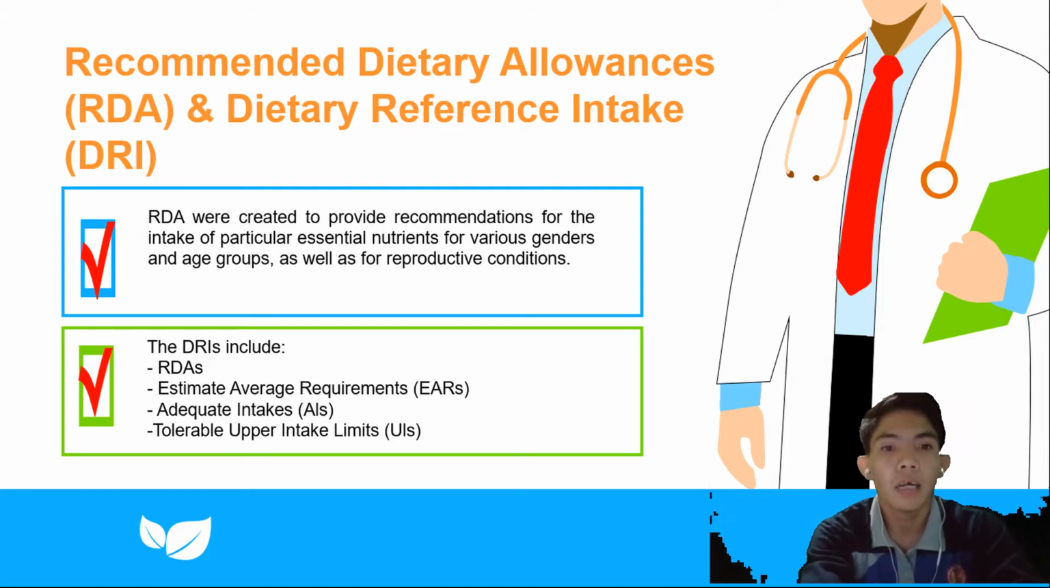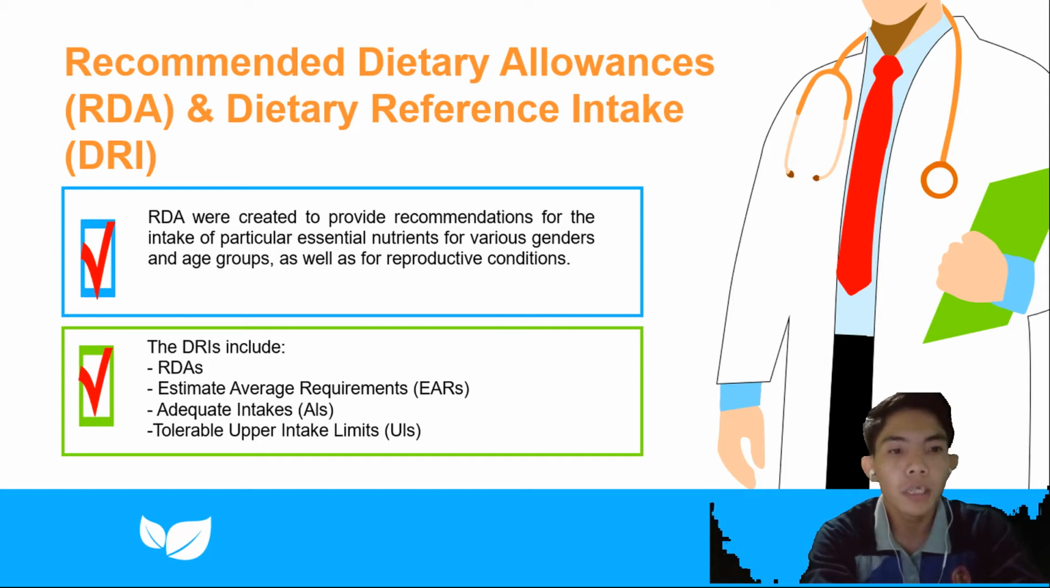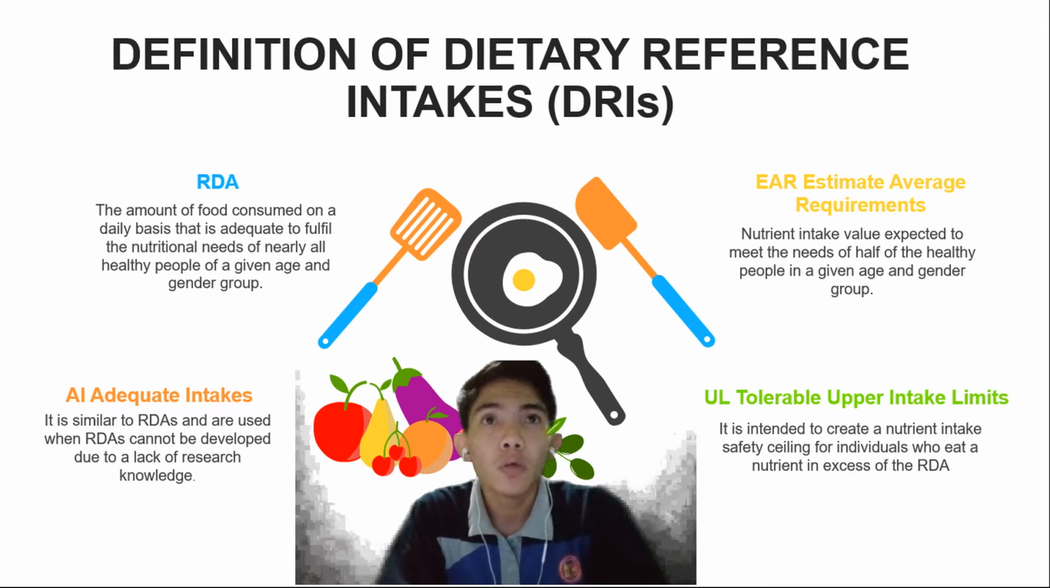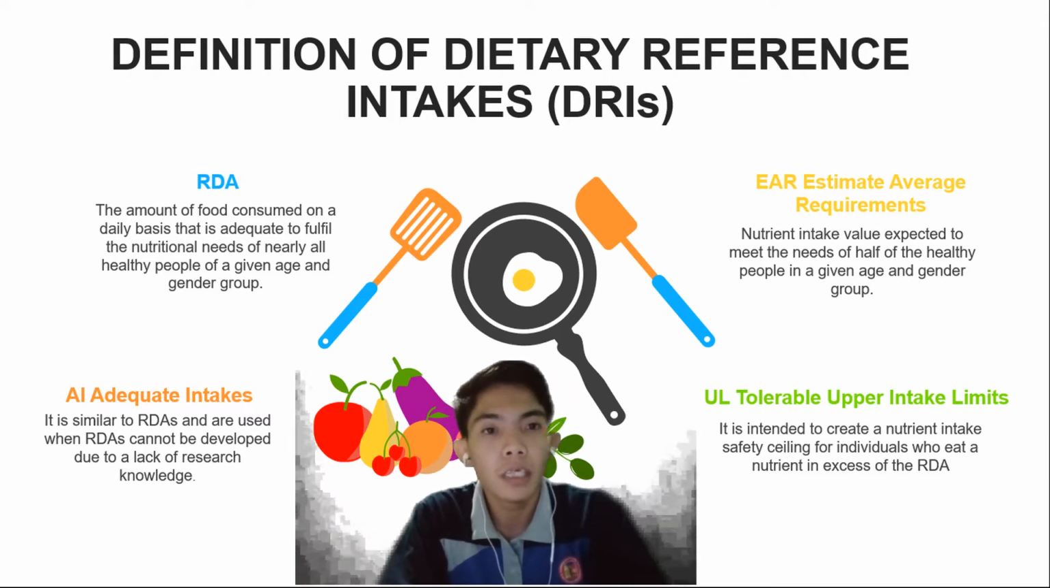Recently, the recommended dietary allowances have been expanded into new DRI levels. The DRIs include RDA, estimated average requirement, adequate intake and tolerable upper intake limit. Okay, we go to the next slide, which is definition of dietary reference intake. For this slide, we will go one by one.